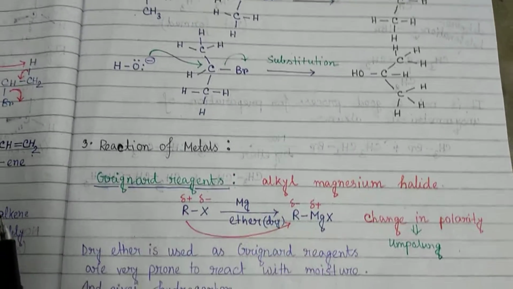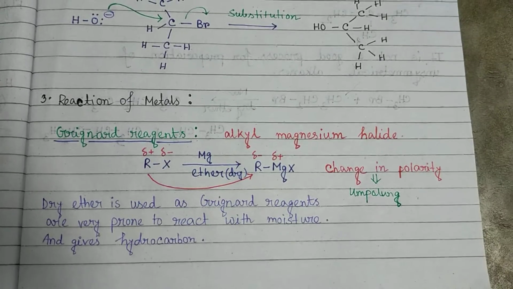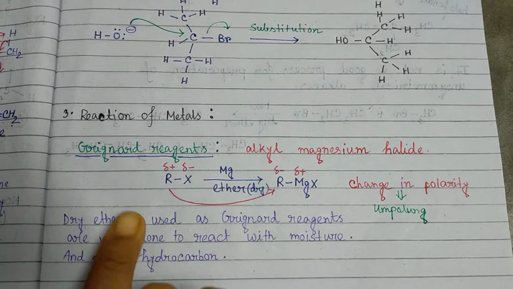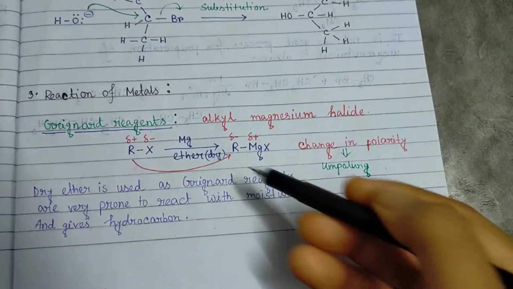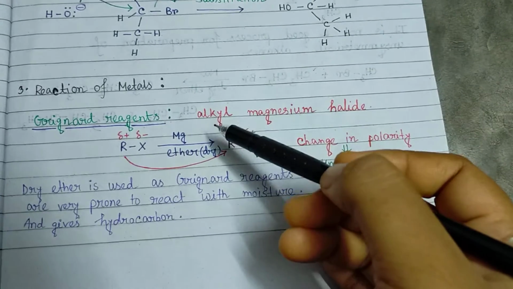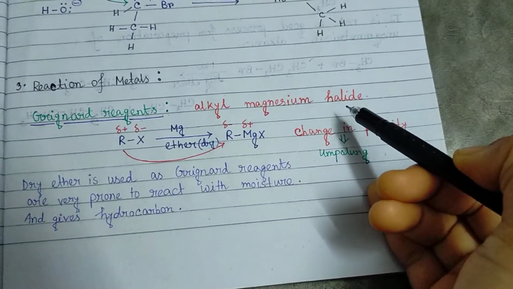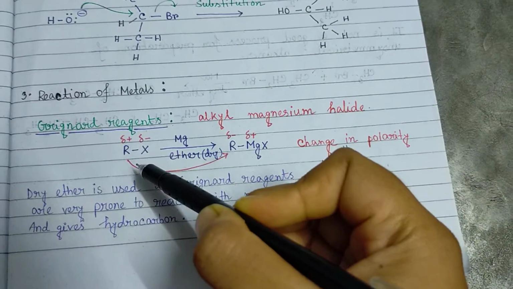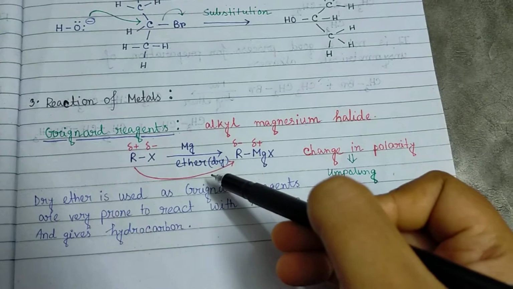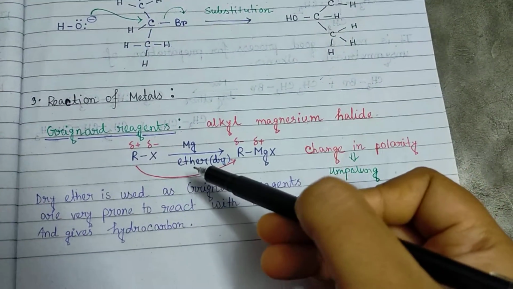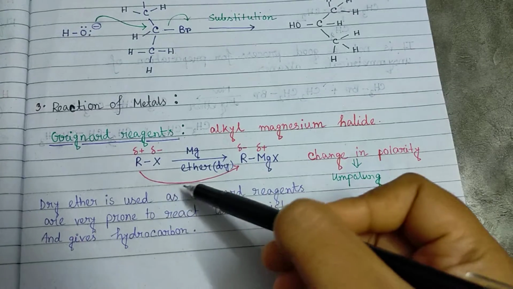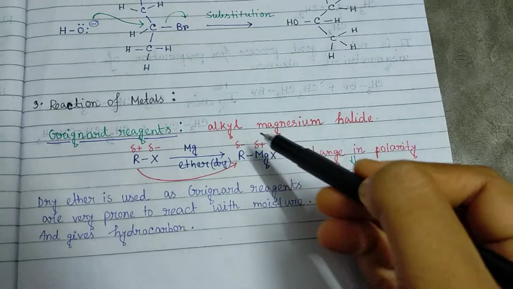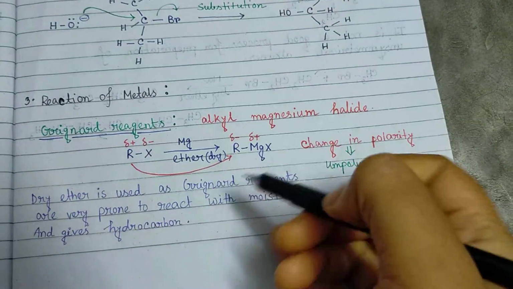The next chemical property of haloalkane is the reaction with metal. The first reaction in this category is the formation of Grignard reagent. Grignard reagent is basically an alkyl magnesium halide. How is this formed? This is formed by the reaction of alkyl halide with magnesium in presence of the solvent dry ether. So the alkyl halide is converted into RMgX. This RMgX is the Grignard reagent.